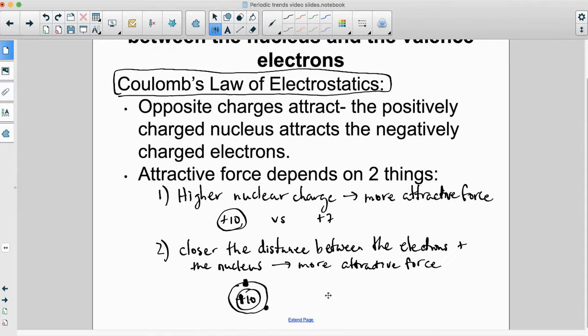And then you have a plus 10 nucleus, we'll just keep it the same, and you have electrons in this first shell, but then you have another shell of electrons, and you have some electrons in this second shell. The ones outside here on this outermost shell will not be as attracted to the nucleus because it's farther away. This electron is not going to feel as much attractive force as the electron close to the nucleus.